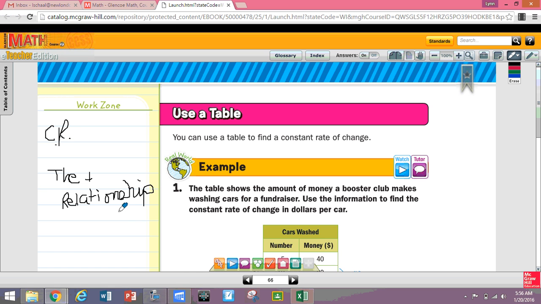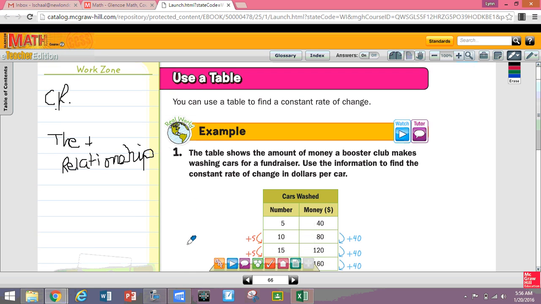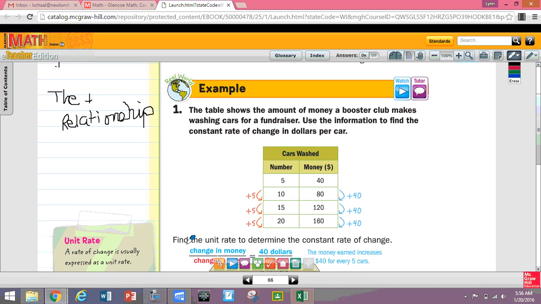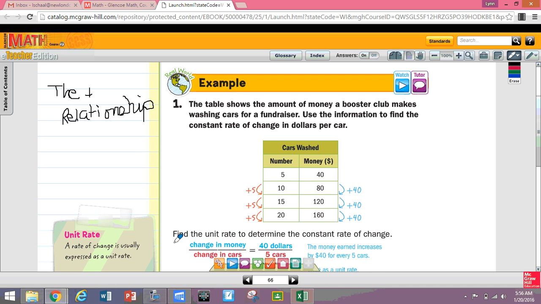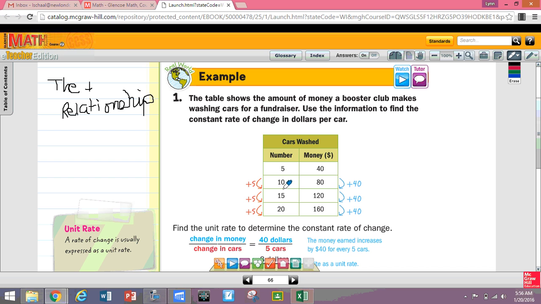Okay, so it's that additive relationship. So if you look at this first example, we're going to use a table, a ratio table, to determine if it has a constant rate of change. So this is now where you're going to be looking at that adding every time instead of the multiplying. So what did I do to 5 to get it to be 10? I added 5. What did I do to 40 to get it to be 80? I added 40. What did I do to 10 to get it to be 15? I added 5. What did I do to 15 to get it to be 20? I added 5. What did I do to 80 to get it to be 120? 40. What did I add to 120 to get it to be 160? 40.